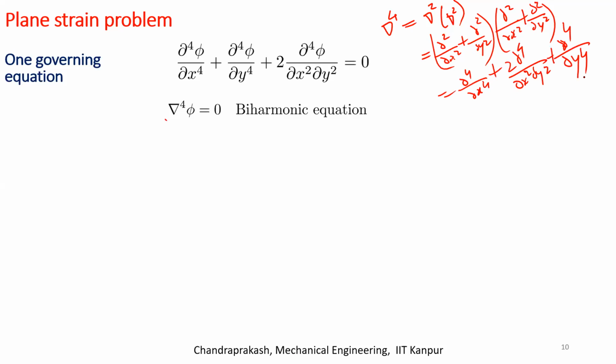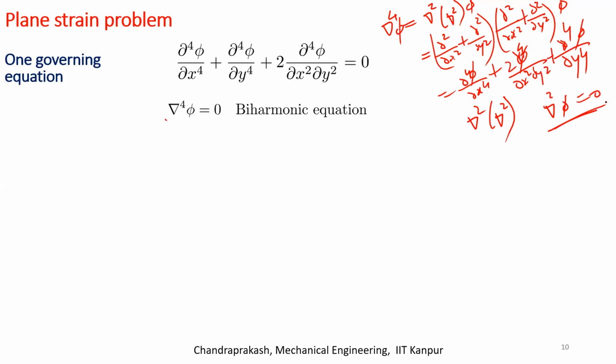Okay. And if you have a phi, you will have a phi here everywhere. That's all. That is why it is called biharmonic. This is the harmonic operator. This is a biharmonic operator. Right?